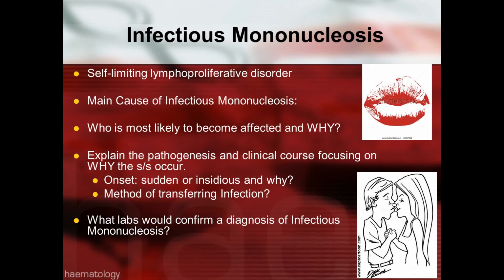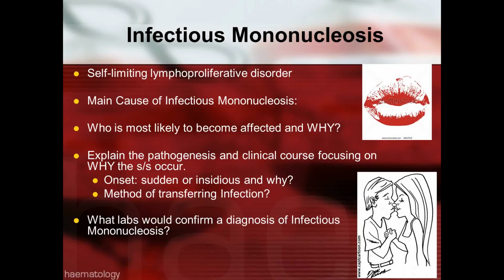Okay, infectious mononucleosis. Couple of important things here. It is a self-limiting lymphoproliferative disorder, usually caused by the Epstein-Barr virus. It's important, EBV, which is a member of the herpes virus family. It can occur at any age, but it's most common among adolescents and young adults due to the primary method of spreading, which is via oral secretions. That's why we call it the kissing disease.